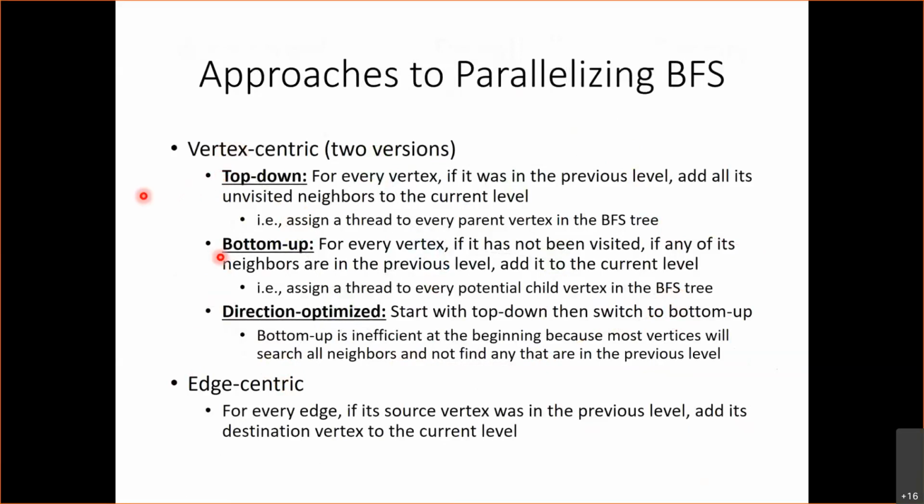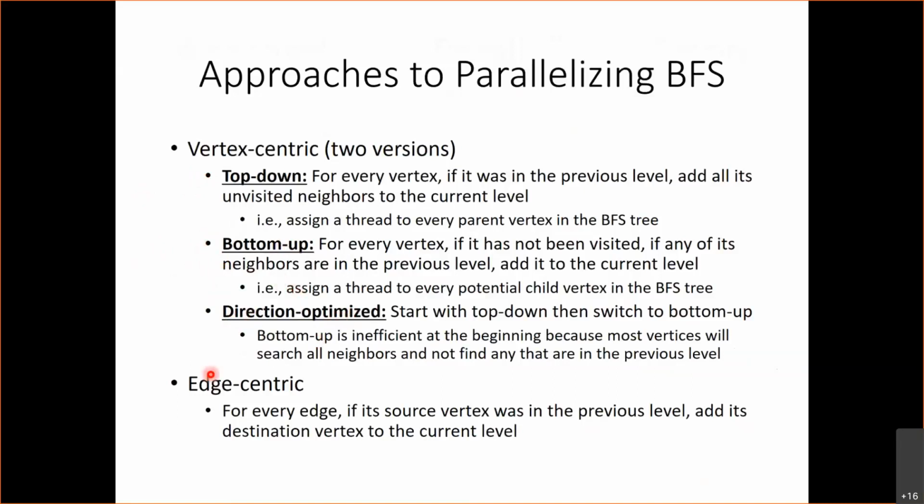We looked at the bottom-up vertex-centric approach, where threads were assigned also to vertices, but this time the thread would check if its own vertex was not visited. It would check if any of its neighbors are in the previous level, and if any of them are, it would put the vertex in the current level. And we saw how each of these was good in a different situation. So we looked at the direction optimized version that did top down initially and then bottom up later on.